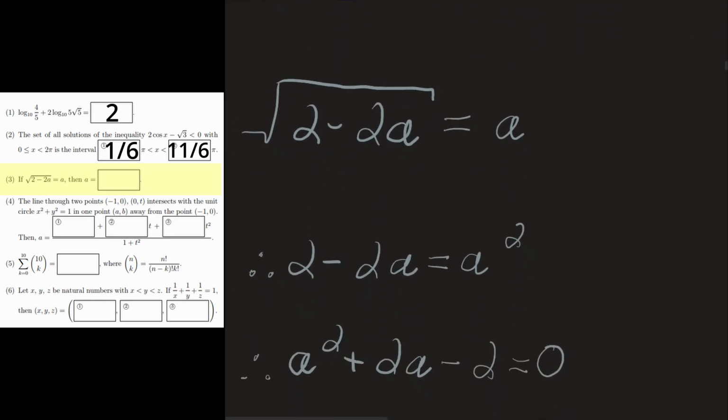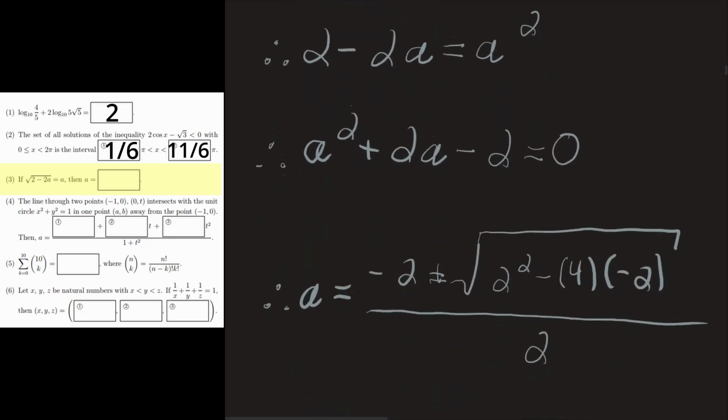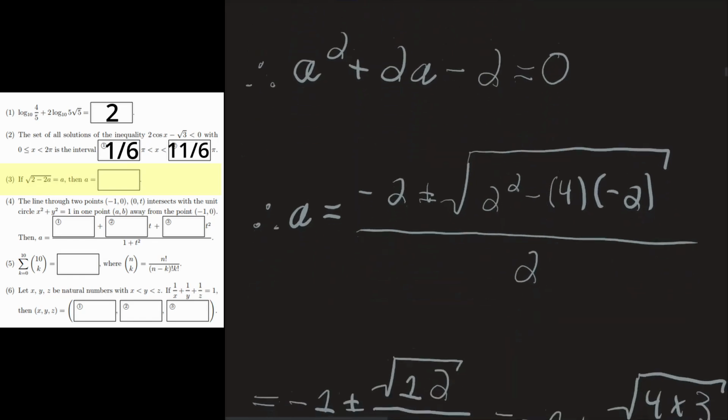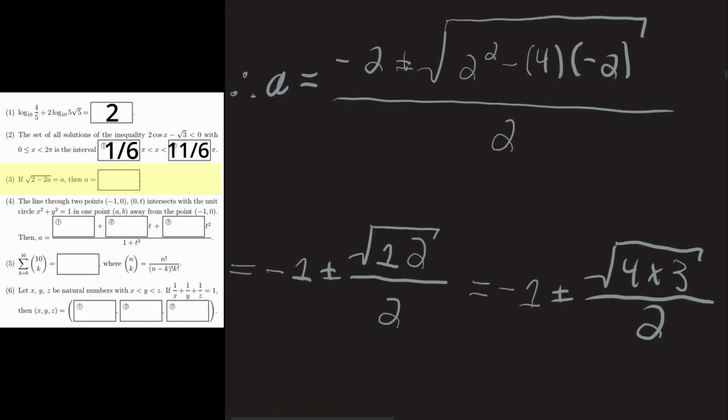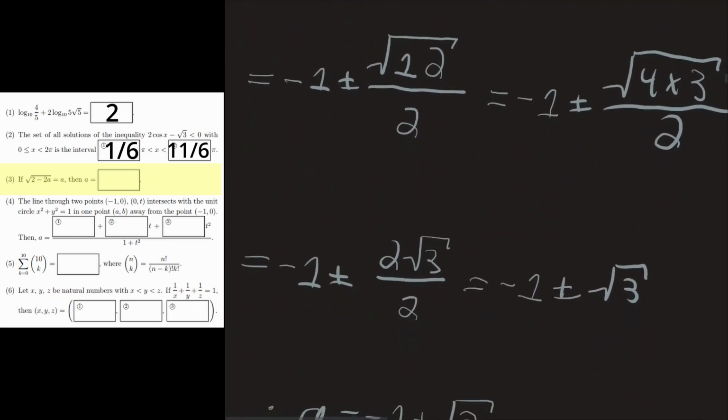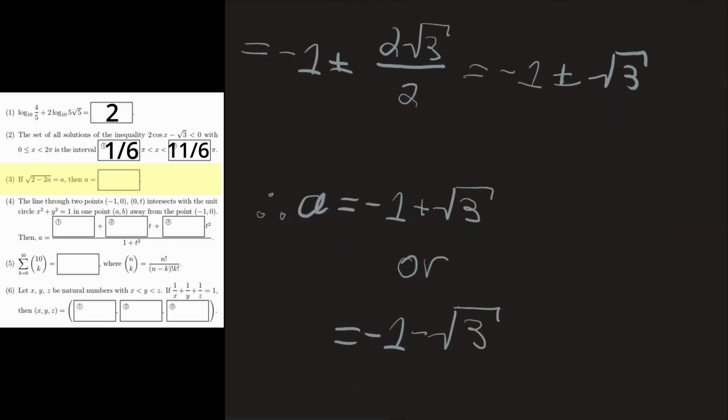So anyways, if we move all the terms to one side, we get a quadratic with a squared plus 2a minus 2 equals to 0. And so we can use the quadratic formula to solve for a. I'm not going to go through all the steps here because it's just basic math, but basically, we get that a equals to -1 plus minus the square root of 12 divided by 2. And we can simplify that to get that a equals to -1 plus minus the square root of 3. So we of course have two possible solutions. -1 plus the square root of 3 and -1 minus the square root of 3.